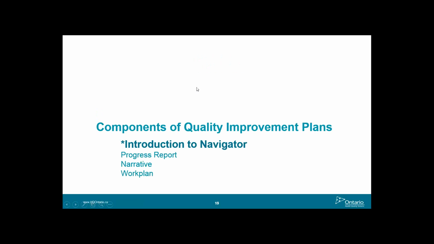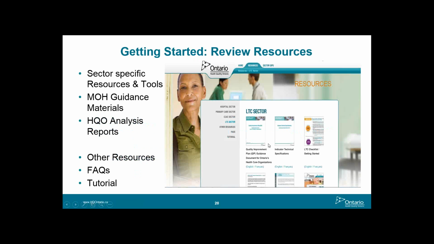Okay, so the introduction to the Navigator, and again, I'm just going to walk us through it a little bit. Marg is going to take us through a live demonstration shortly. If we go to the Navigator website, you can see at the top you have Home, Resources, and Sector QIPs. If you select the Resources page, you do not have to be logged in to be able to access the resources that are there.